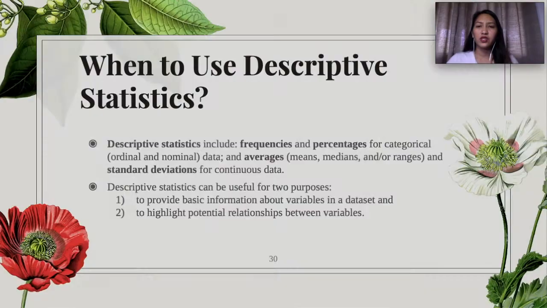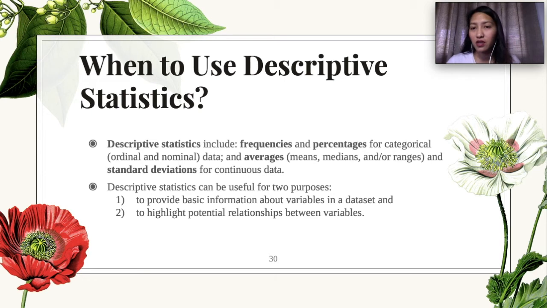So, when to use descriptive statistics? So, we already discussed that descriptive statistics include frequencies and percentages for categorical or ordinal and nominal data and averages, and standard deviation for continuous data. So, it's useful for two purposes. Una, to provide basic information about variables in a data set, to highlight potential relationships between variables.